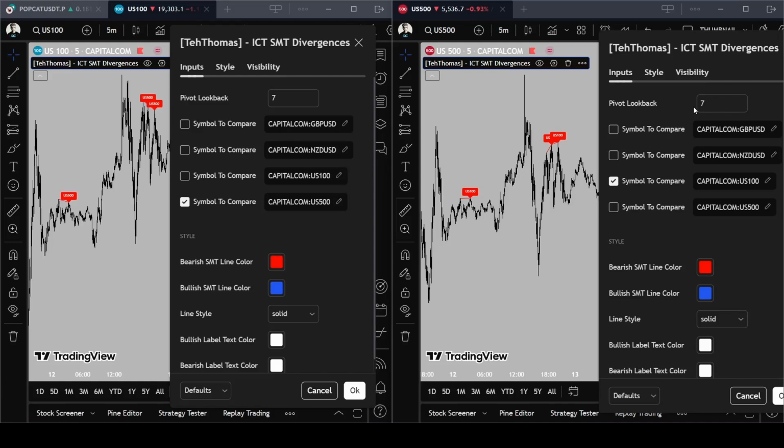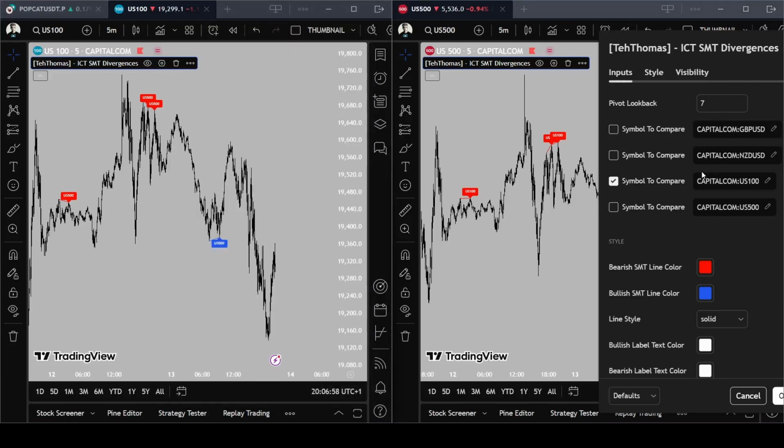And then you need to take the symbols that you want to compare your chart to. It's best to compare them to a chart that is like a pair. For example, the US 100 and 500 are a pair. The British pound and the New Zealand dollar is a pair because they look a lot alike. So the US 100 and the US 500 are a pair, so that's good.